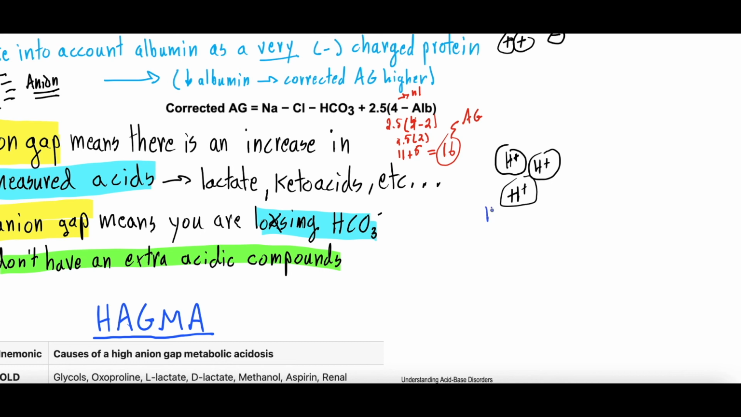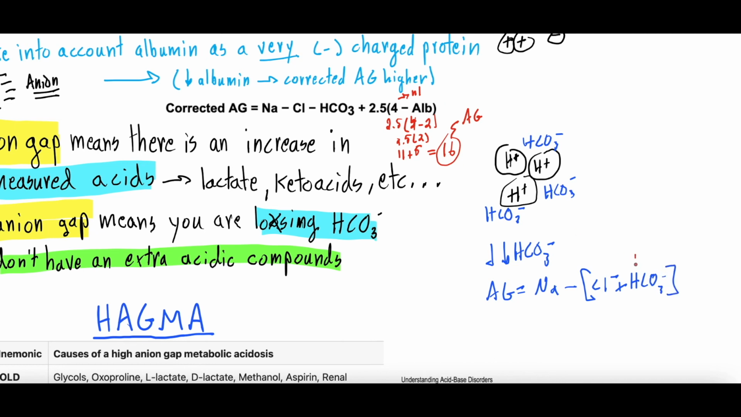So what has to happen for the body to try to compensate? Well, you're going to have all this bicarbonate coming over here to try to neutralize that acid. So what's going to happen is you're going to get a decrease in bicarbonate. So then when you do your equation for anion gap equals sodium, which hasn't changed, minus chloride, which hasn't changed, plus the bicarbonate. Well, the bicarbonate is much lower now because all this bicarbonate has tried to neutralize this new acid floating around, and thus the anion gap is going to be high because the equation being used has less bicarbonate present.